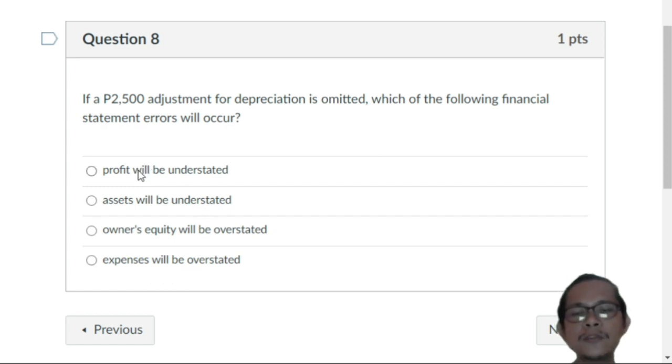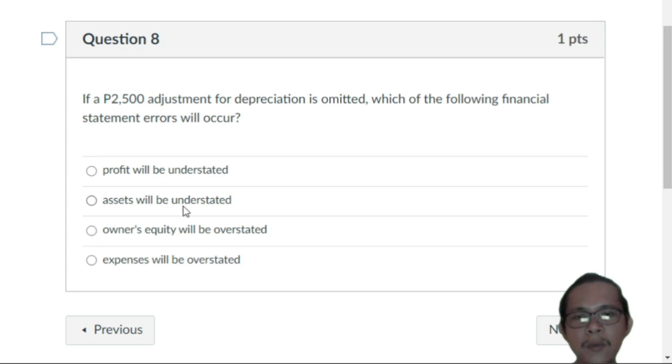Umpisahan natin sa unang choice. Ang profit mo daw ba ay ma-understate? Kapag wala kang expense na na-record, kokonti yung expense mo sa dapat na halaga niya. So, sobra ang magiging profit mo. Mali ito kasi dapat overstated.